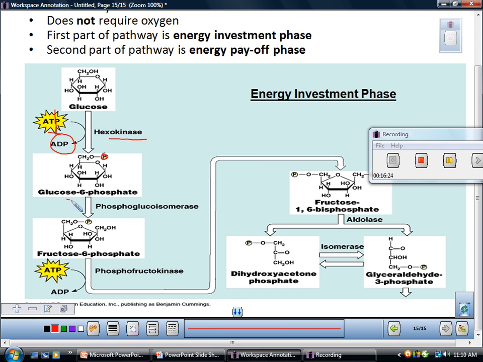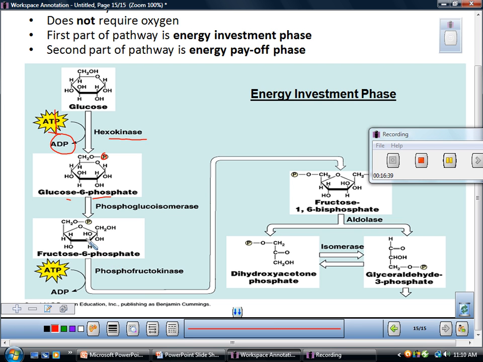Then what we have now is called glucose 6-phosphate, because now it has an extra phosphate there. It's converted to its isomer form called fructose 6-phosphate. So it goes through a small change to become converted into an isomer form, which you can see, the shape of it has changed a little bit. So now it's in its isomer form called fructose 6-phosphate.